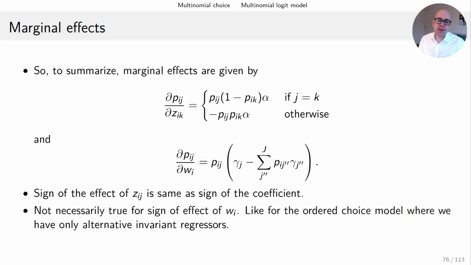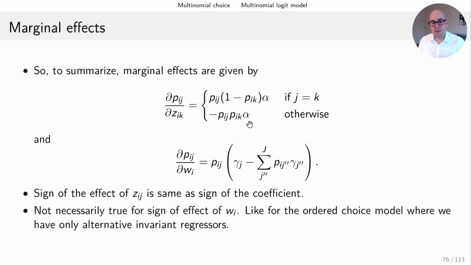Moreover, notice that the sign of the effect of own characteristics is the same as the sign of the coefficient. So if we find a particular sign for the coefficient, we already know what the sign of the own marginal effect is. Actually, we also know what the sign of the cross-marginal effect is, the marginal effect on the choice probabilities for other alternatives. It's the opposite sign, okay?